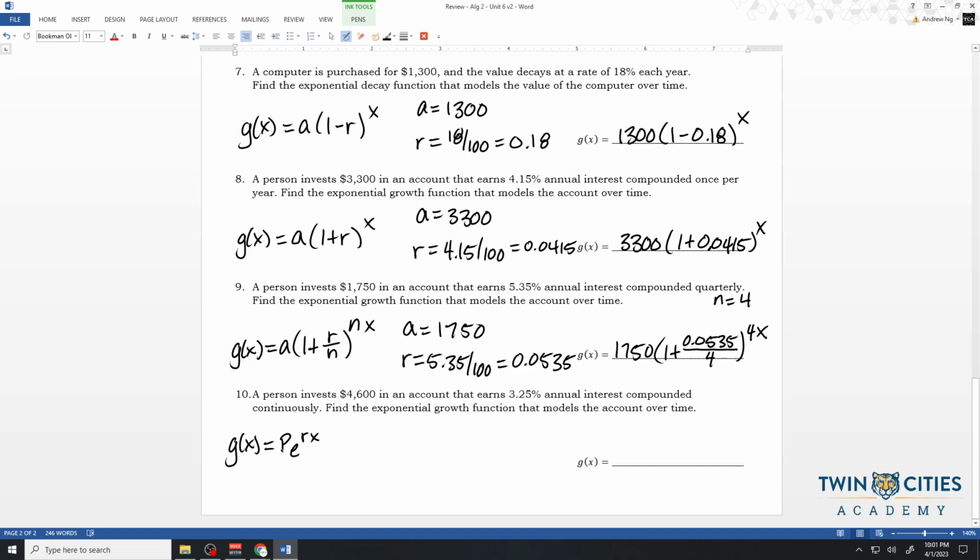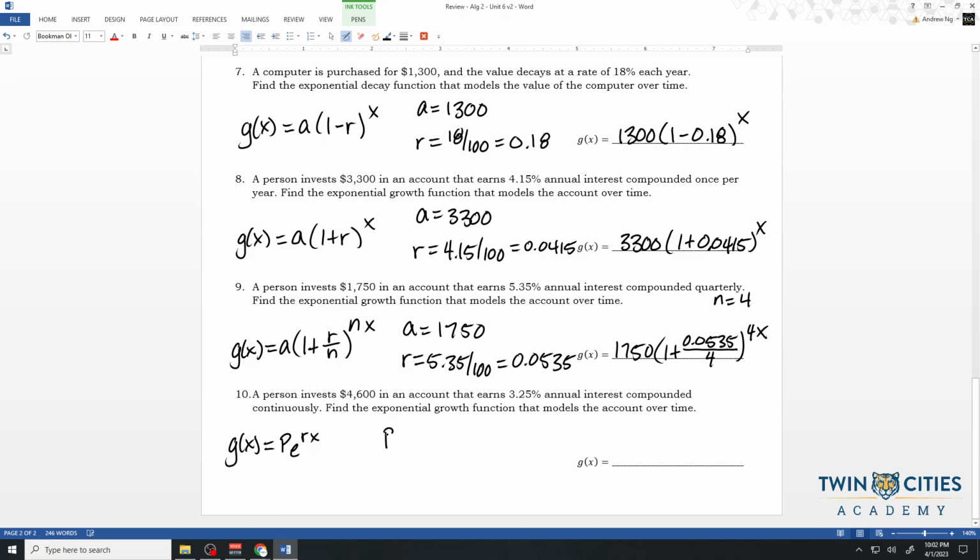So p is similar to a. This is my principal amount, what I'm starting with. E is a transcendental number, so I don't have to do anything with that. When I put that in my calculator, it will recognize what that is. It's similar to pi. Pi is another transcendental number. R is still my rate. So really, I just have to find what P and R are. It's similar to finding what A and R are, but I just have to plug them in differently.